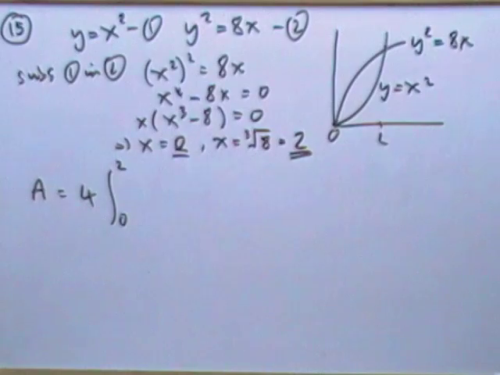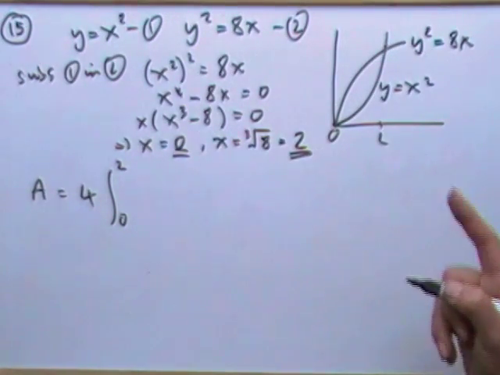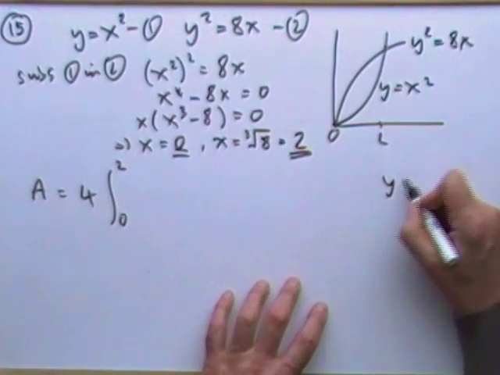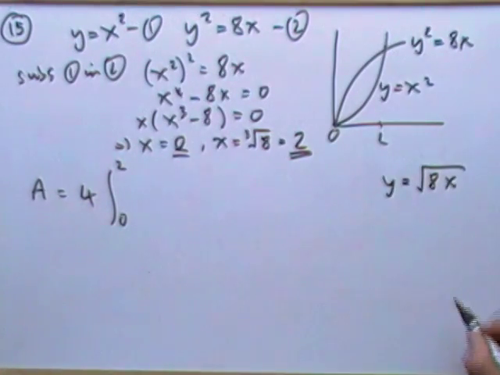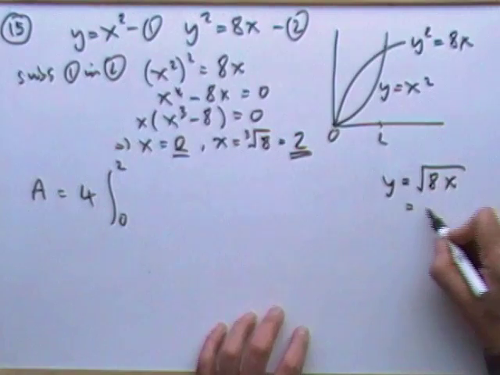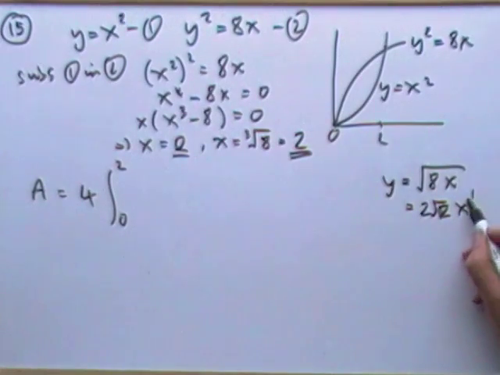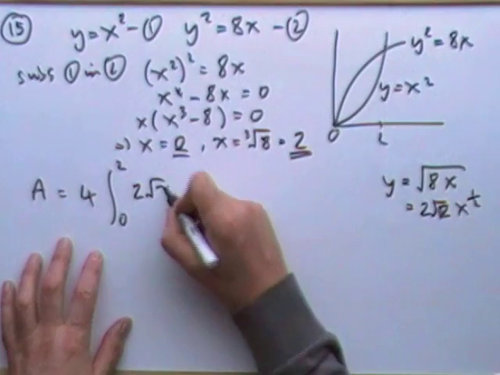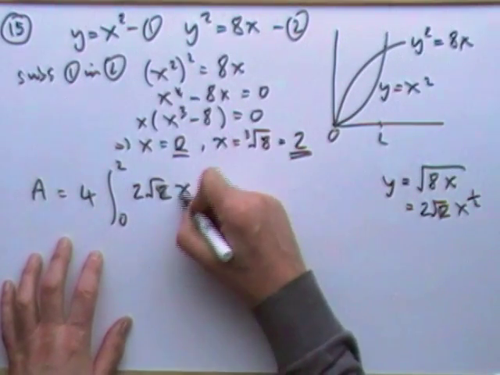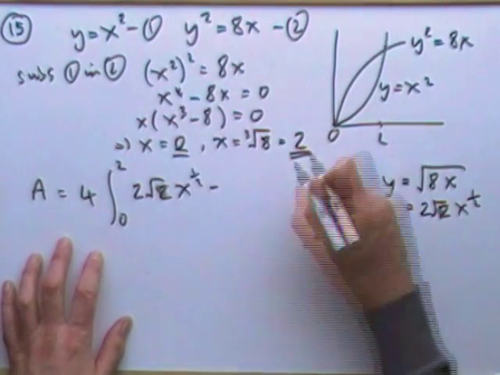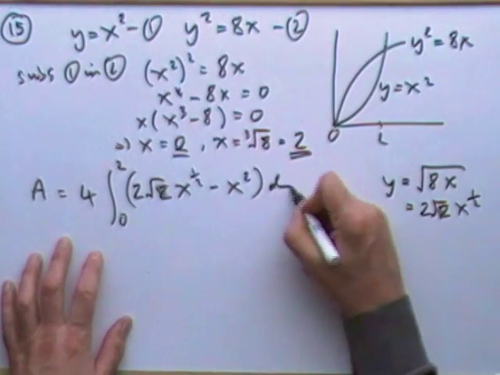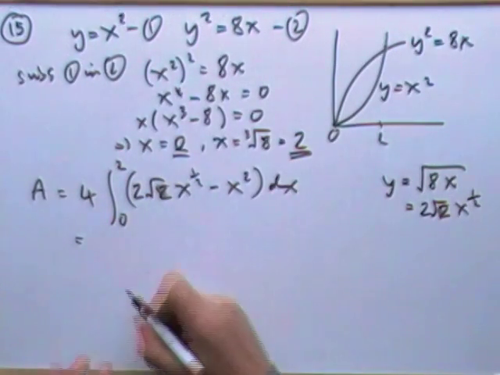Now, the top will need to be written in terms of y, though, that's y squared. So it'll have to be the square root, so I'll have to do y equals the square root of 8x. So that's the square root of 8, that's 4 2's, that's 2 root 2 root x. But I need it in index form anyway. So the top one is 2 root 2 x to the half, minus the bottom one, which is x squared. So it's just a case of evaluating that.